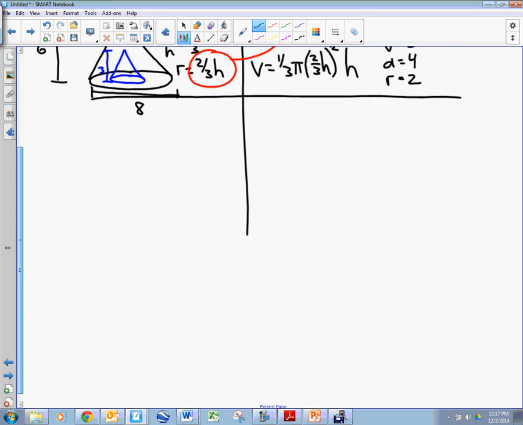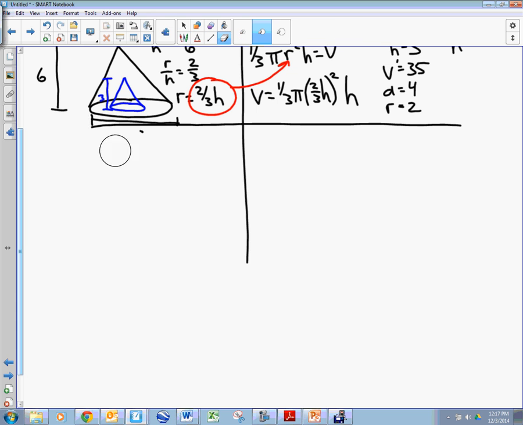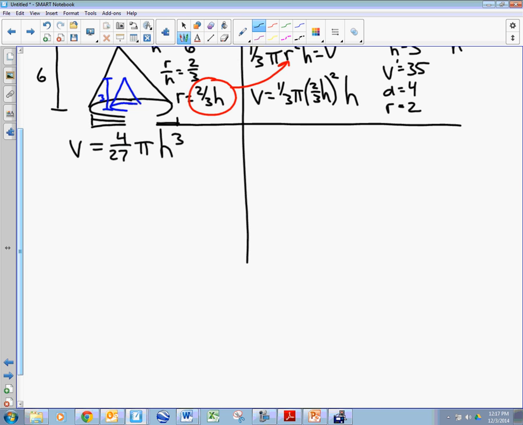I can't leave it like that, folks. That doesn't work. You have to simplify it. I'm going to simplify it down here since I'm running out of room. Volume equals, what is 2/3 squared? 4/9 times 1/3. 4/27 times pi. What is h squared times h? H to the third. So this is my new formula. Volume is equal to 4/27 pi times h to the third power. Are you clear with what just happened? That is crucial that you can make that step.